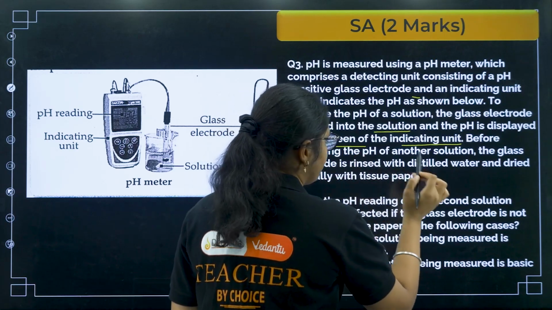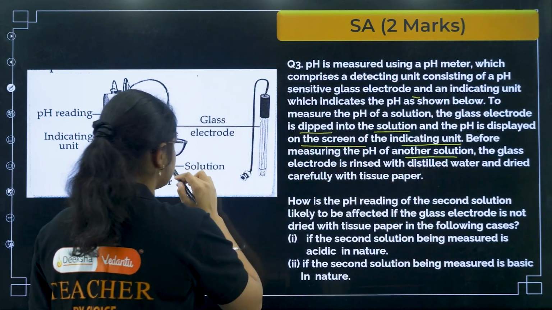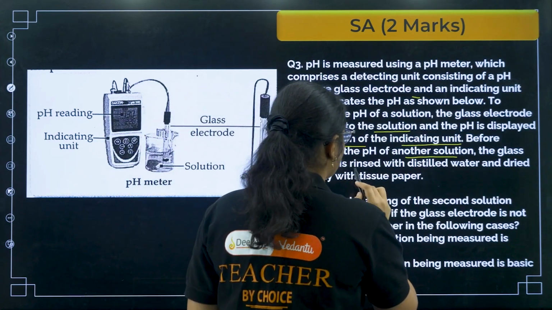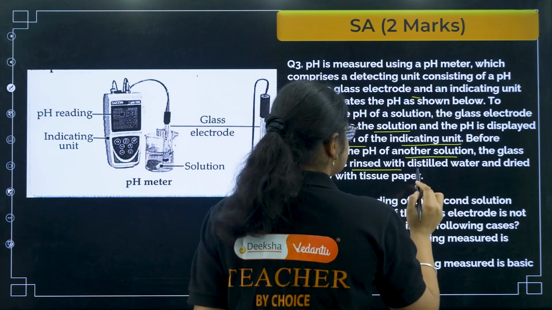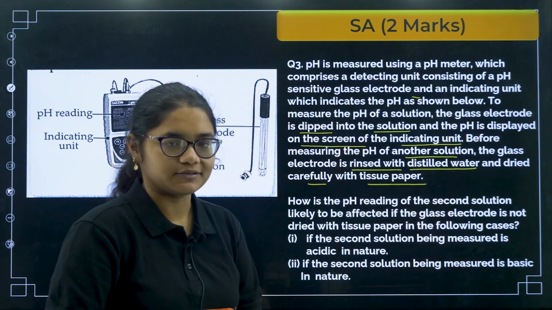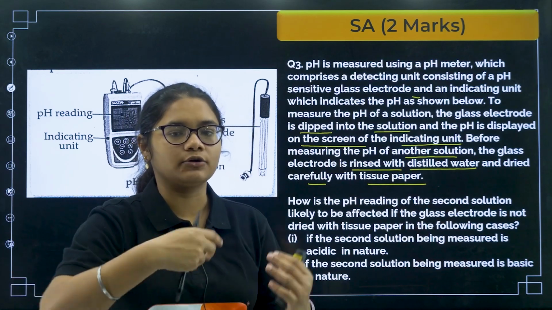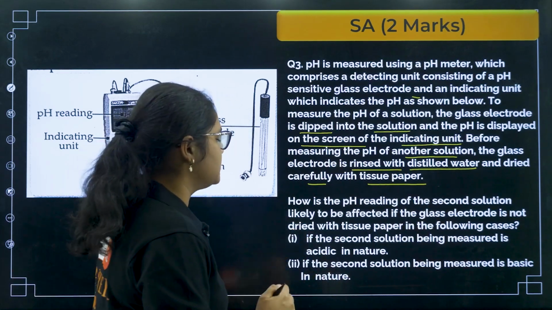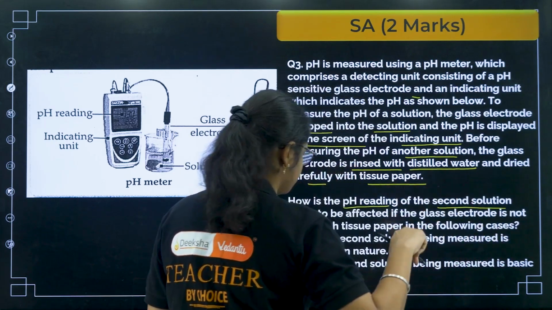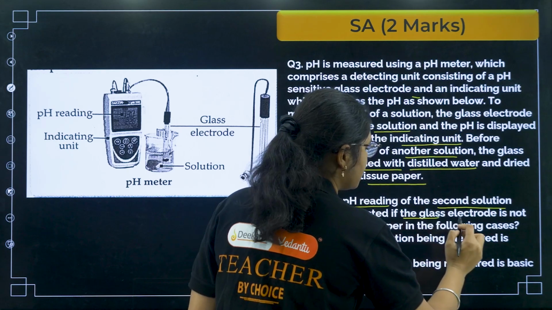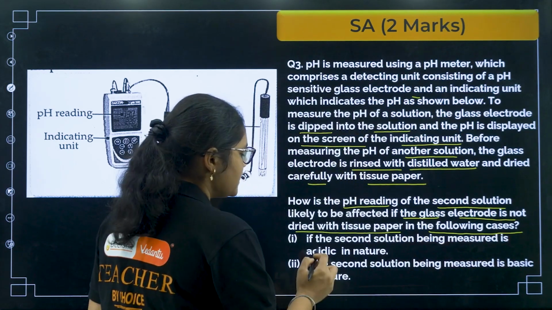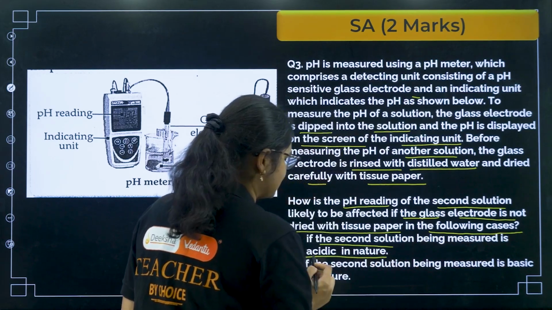Now before measuring the pH of another solution, suppose this is solution A and you want to measure the pH of another solution, the glass electrode is rinsed with distilled water and dried carefully with tissue paper. That is the process, and then you should dip the glass electrode in the second solution. Now the question here is, how is the pH reading of the second solution likely to be affected if the glass electrode is not dried with tissue paper in the following cases? If the second solution being measured is acidic in nature.